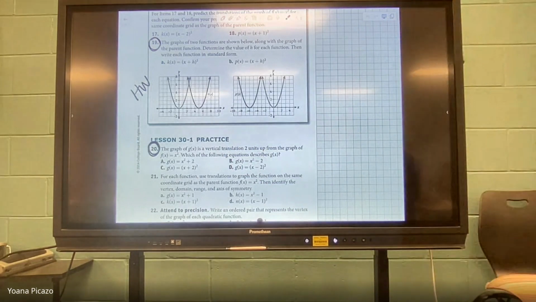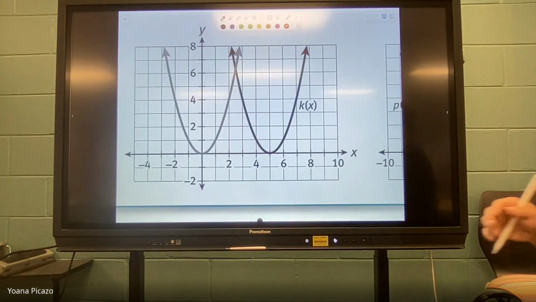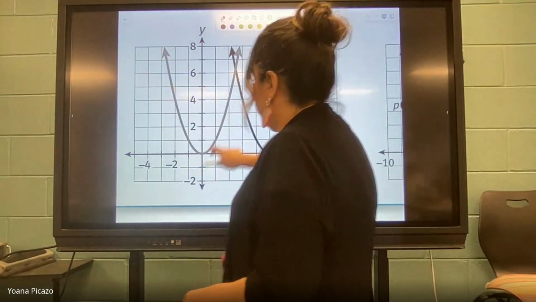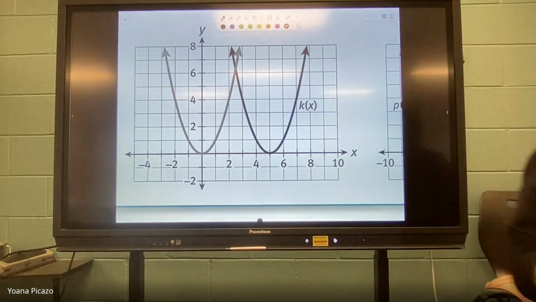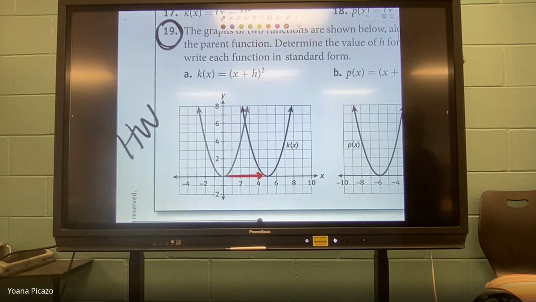Okay. So now when we look at 19, the parent function is this one. Remember, your parent function goes through (0, 0). That is a shift of how much? How many units? Okay. To the right, which means that if I was going to write this equation, what value would I put inside of that parentheses? Yes, we would be putting -5. That's the equation for 19 part A.